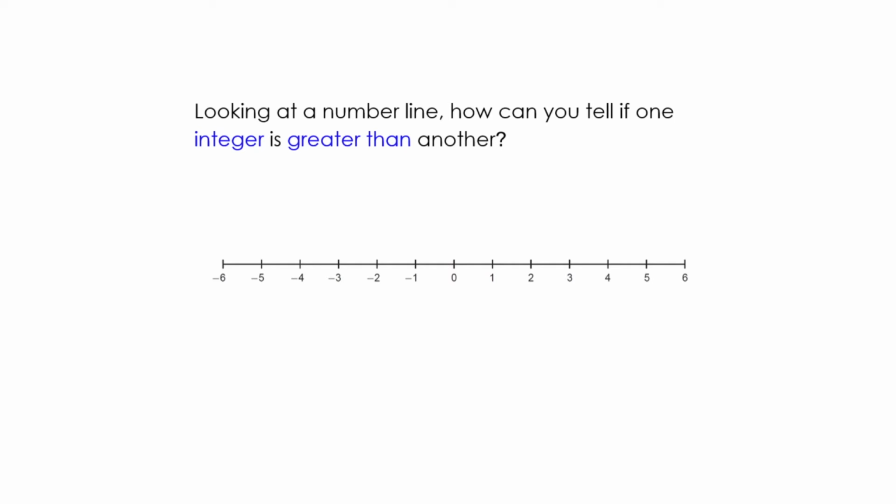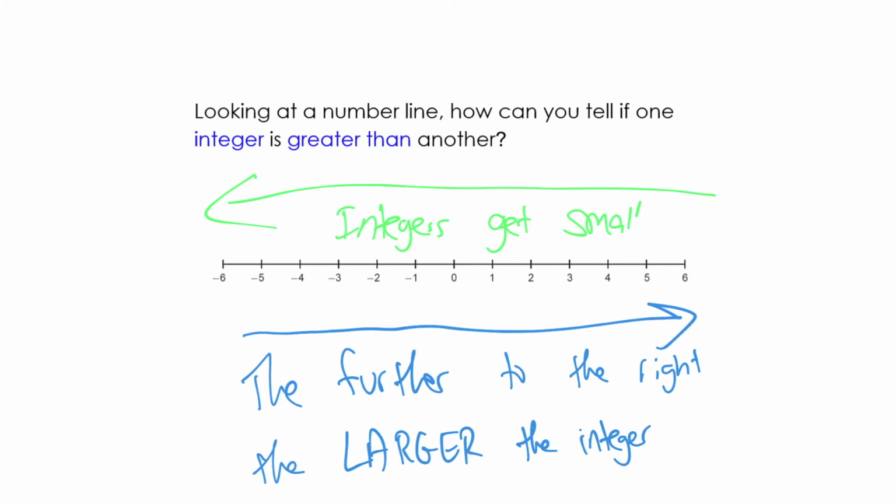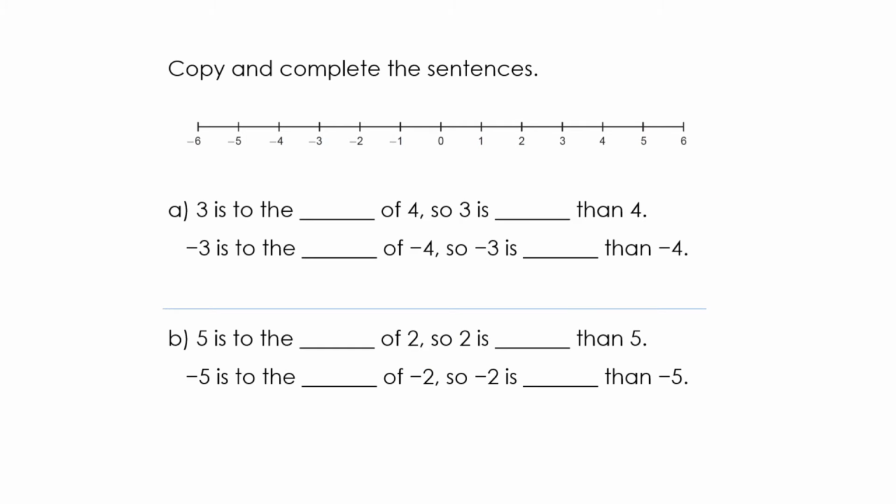So look at the number line. How can you tell if one integer is greater than the other? So in the last video, I said the further to the right, the larger the integer. So if you go this way, integers get smaller. 3 is to the left of 4. So 3 is here, 4 is here. So this direction is left. So 3 is less than 4.